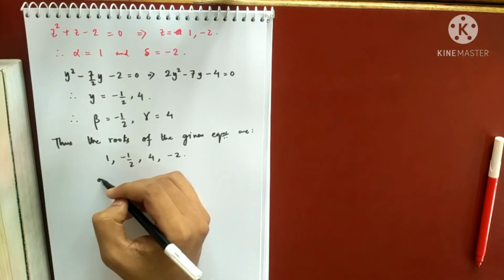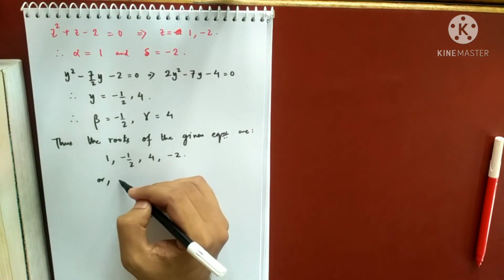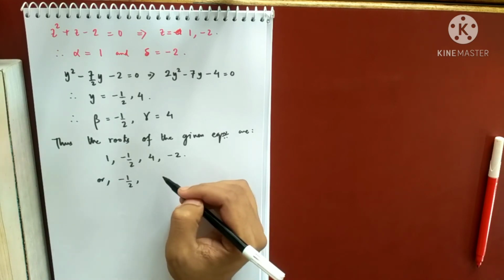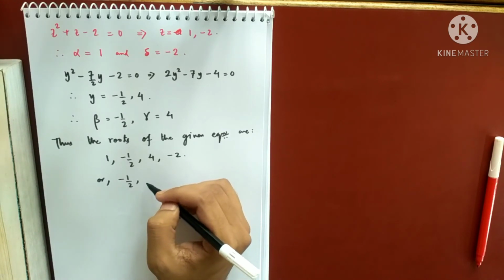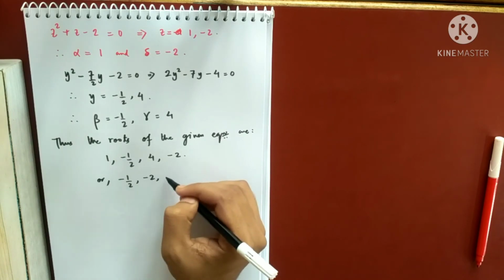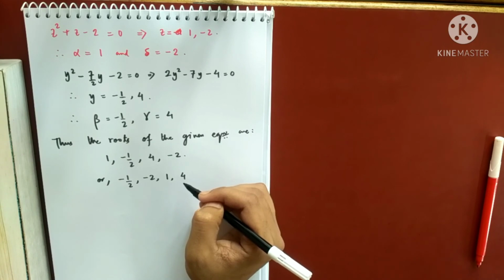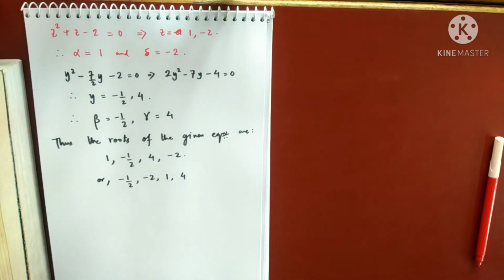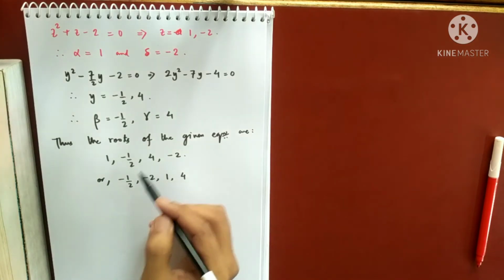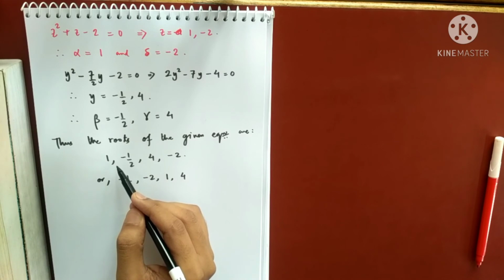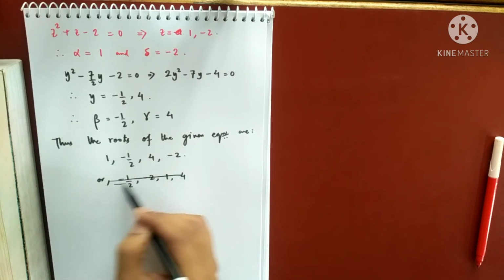You can also write it like this. So let's arrange this in GP. Minus half, then minus 2, then 1, then 4. Yes, they are in GP. You may arrange them. This is only in GP, I guess.